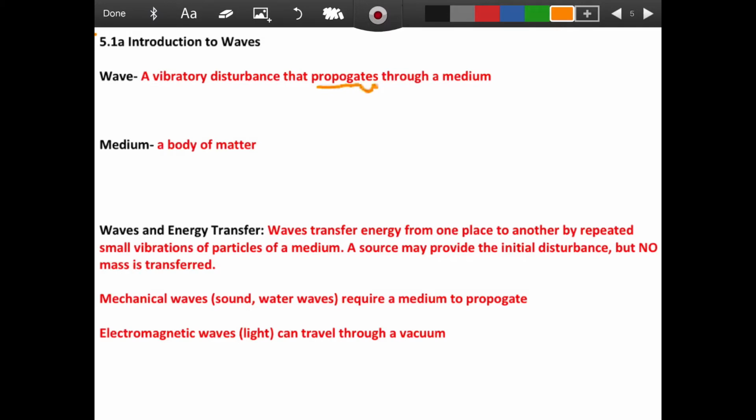But waves and energy transfer. Waves transfer energy from one place to another by repeated small vibrations of particles of a medium. A source may provide the initial disturbance, but no mass is transferred. And that's really important. There'll be questions that come up where energy is transferred, but mass isn't.